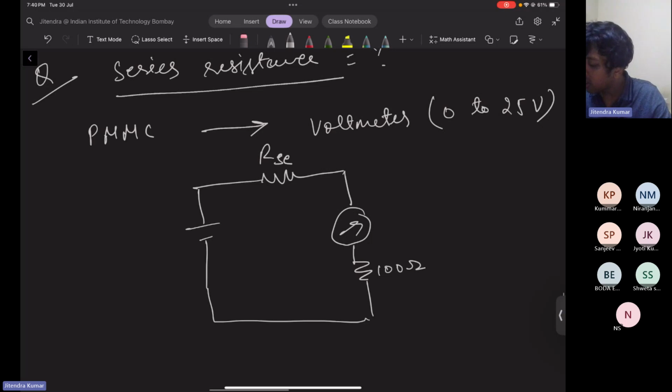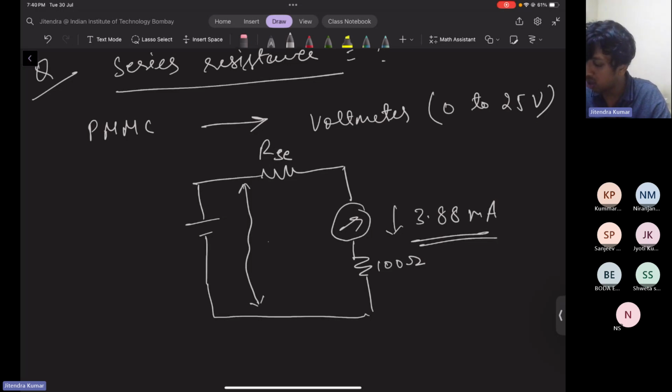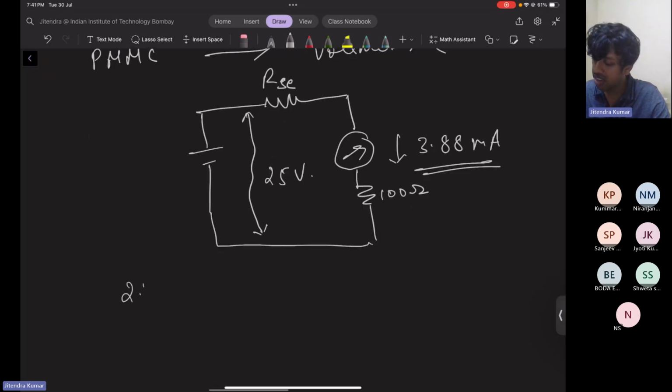Since we are converting into some instruments, we will always have to consider the full scale value. The full scale value of this voltmeter is 25 volt, isn't it? So full scale current is 3.88 milliampere, right? So when 3.88 milliampere is flowing, we should have the reading of 25 volt in the entire circuit. So this voltage value should be 25 volt. We just have to apply KVL. 25 volt is equal to I R, so 3.88 milliampere into 100 plus R series.